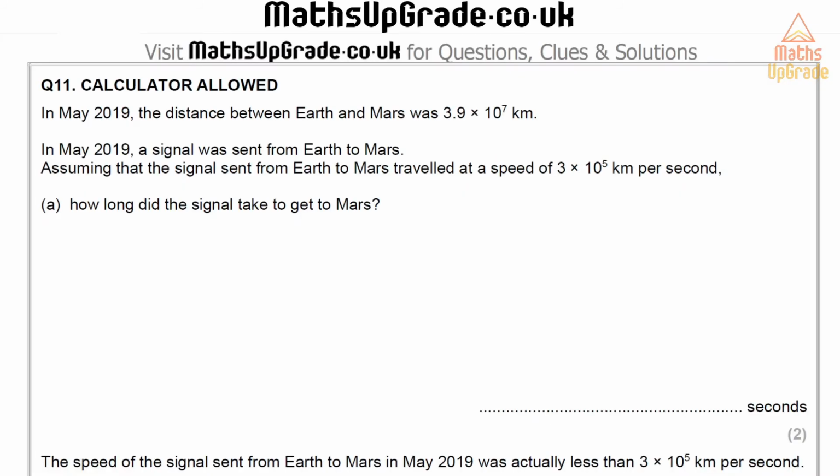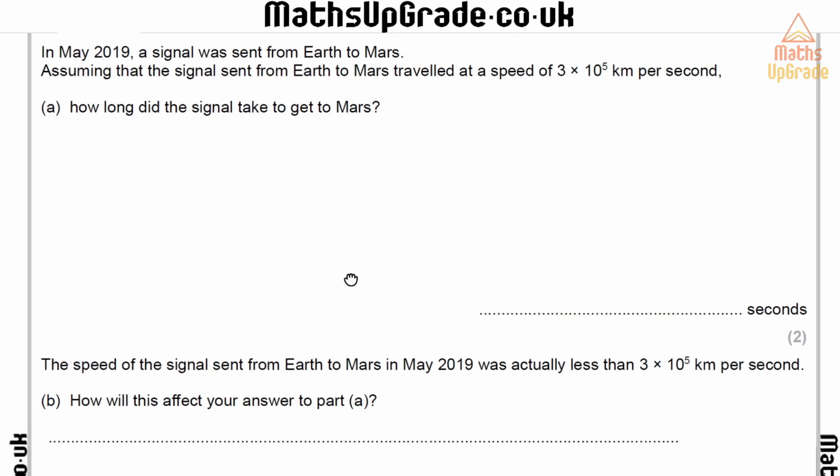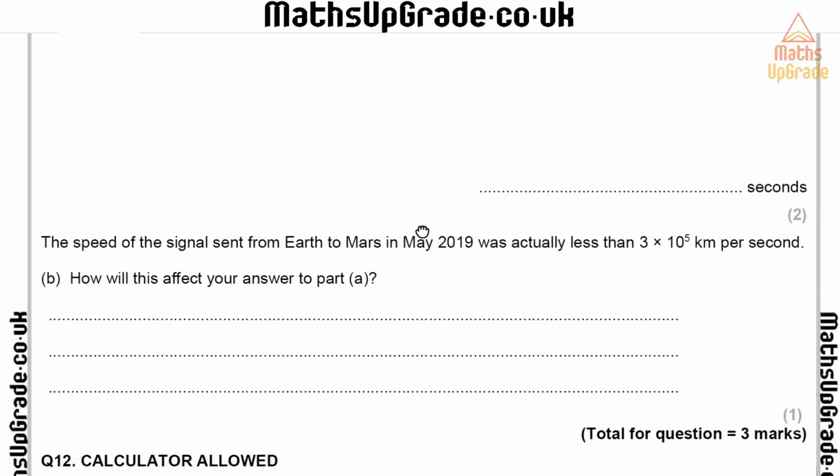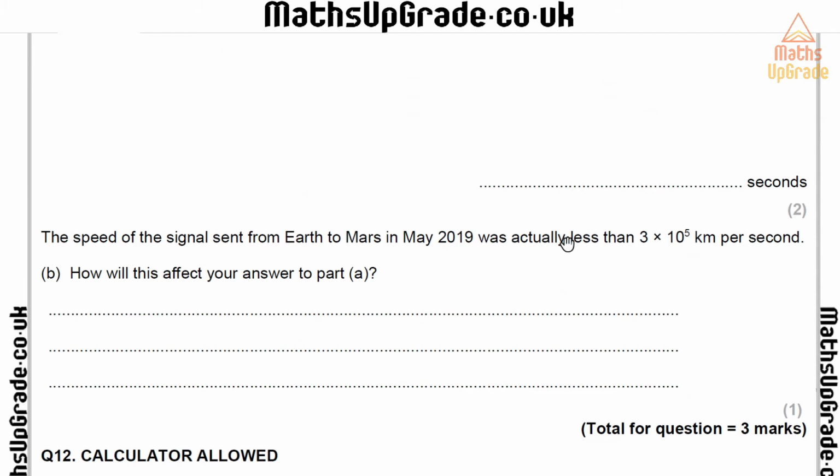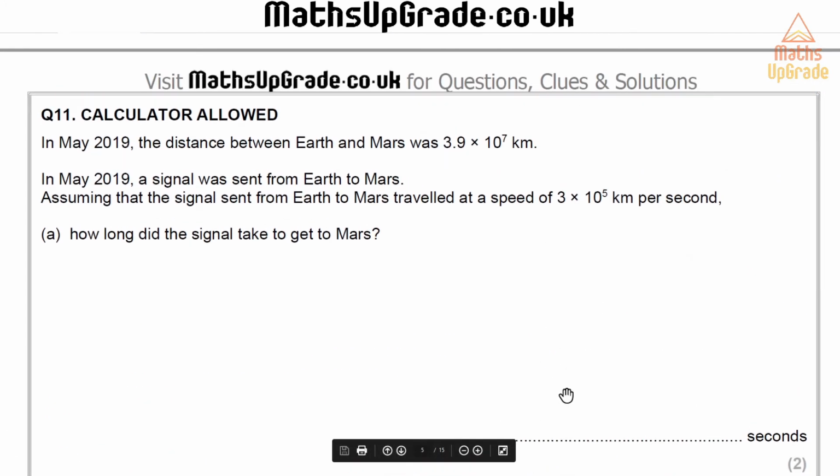Question 11. In May 2019, the distance between Earth and Mars was 3.9 times 10 to the 7 kilometers. At that same time, a signal was sent from Earth to Mars. Assuming that the signal sent travelled at a speed of 3 times 10 to the 5 kilometers per second, how long did it take to get to Mars? That's the first part of the question. That's 2 marks. The second part of the question just says that the speed was actually less, and how will it affect the answer? So let's do this first part A now.